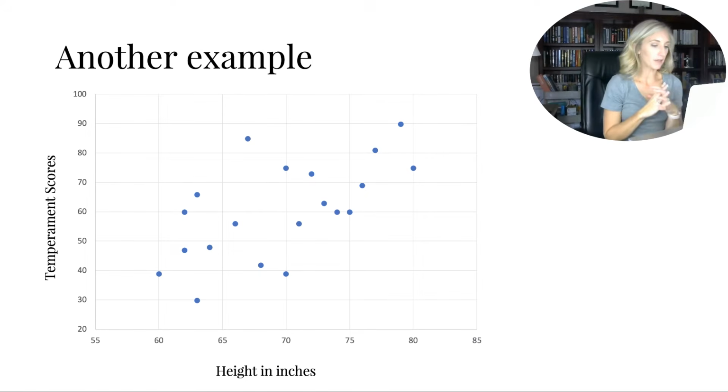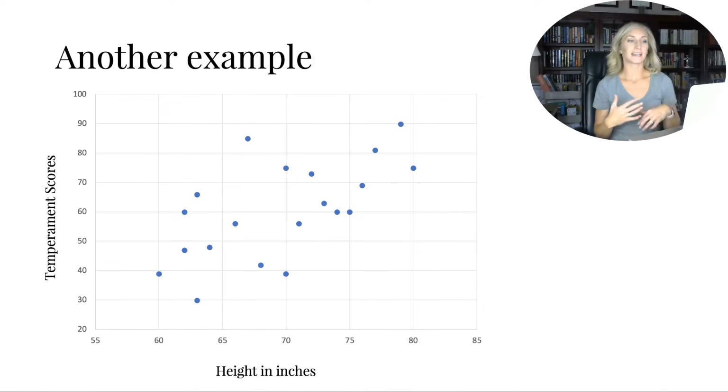All right, let's look at another example here, but on a scatter plot. What we've got is temperament scores. And yes, that has something to do with your temper, but it's really your emotional reactivity to life. Are you kind of high strung, or are you really easygoing? That temperament is really visible and noticeable even in infants. And then height in inches. So let me ask you this: how closely related are your height in inches and your temperament?